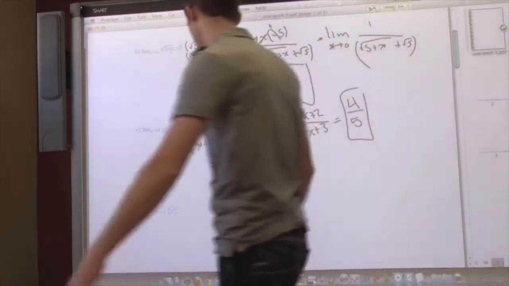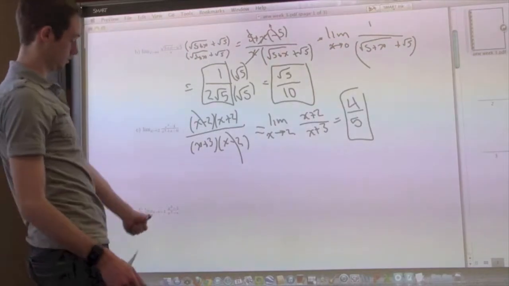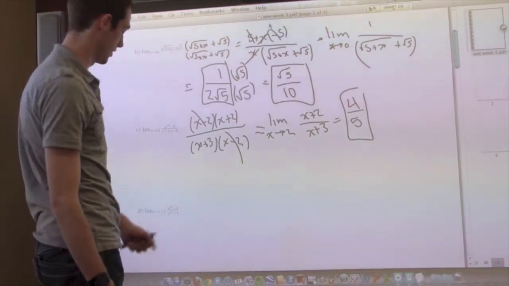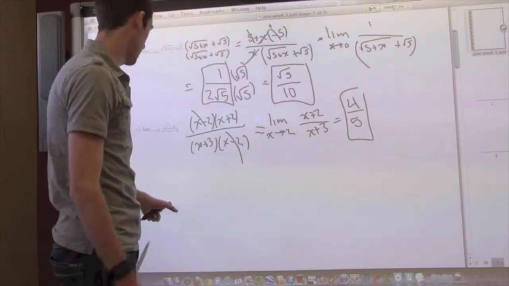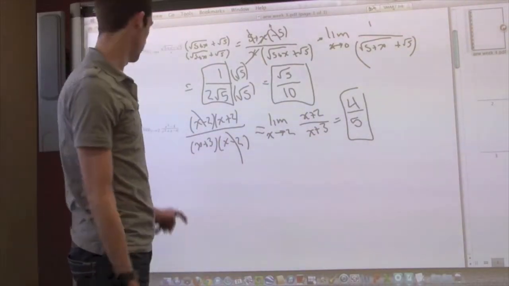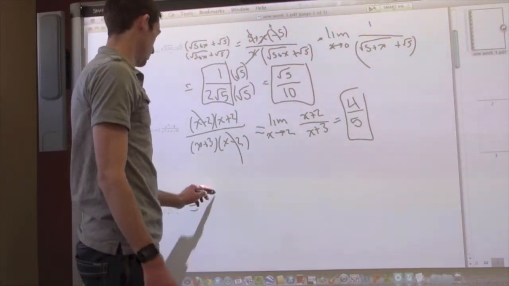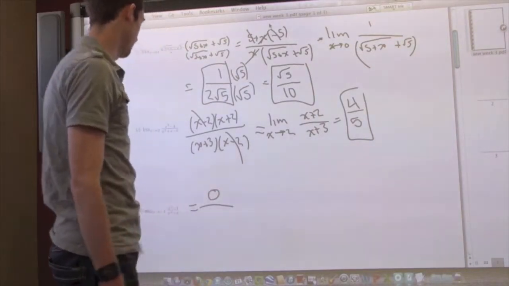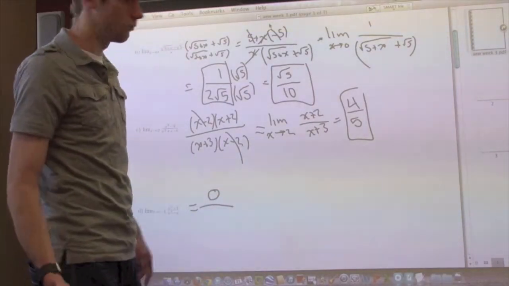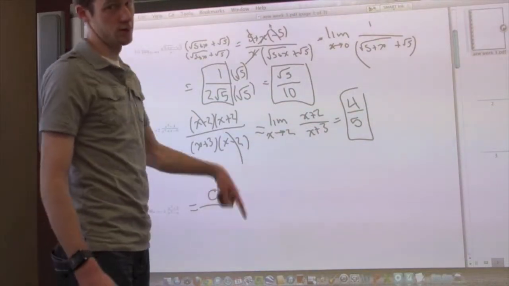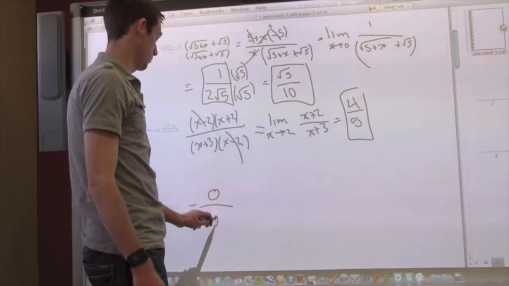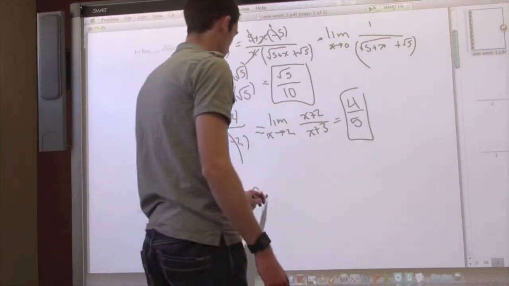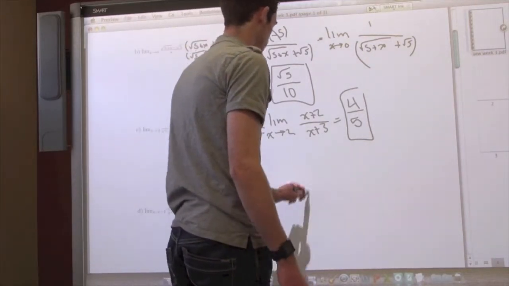And finally, we'll take a look at D down here. x goes to negative 1 for x squared minus 1 over x squared minus x. So if we plug in at the top here, negative 1 squared is going to be 1. 1 minus 1 is going to give us 0. So we get 0 on top. But on the bottom, we're going to get negative 1 squared, which is 1. And then we're going to subtract a negative 1, which is the same as adding 1. So we got 1 plus 1. So this is actually going to be 0 over 2, which is just 0.